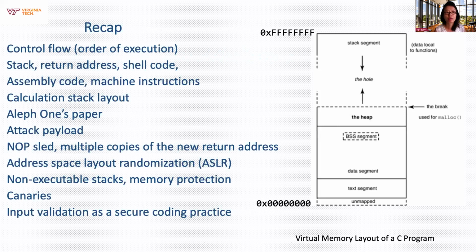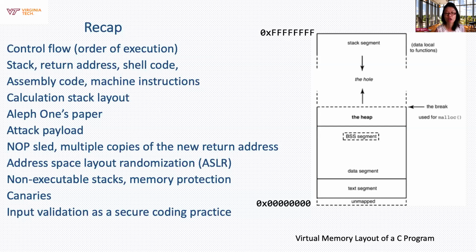A little bit of recap: control flow means order of execution. We look at assembly code, machine instructions, and you're going to see more of it in the programming assignment. The attacker is able to calculate the layout, like Salman said. If you turn on ASLR, then that's going to be very difficult. For this exercise, ASLR is off. Aleph One's paper is extremely important to read. If you haven't started reading it, read it back and forth, back and forth.